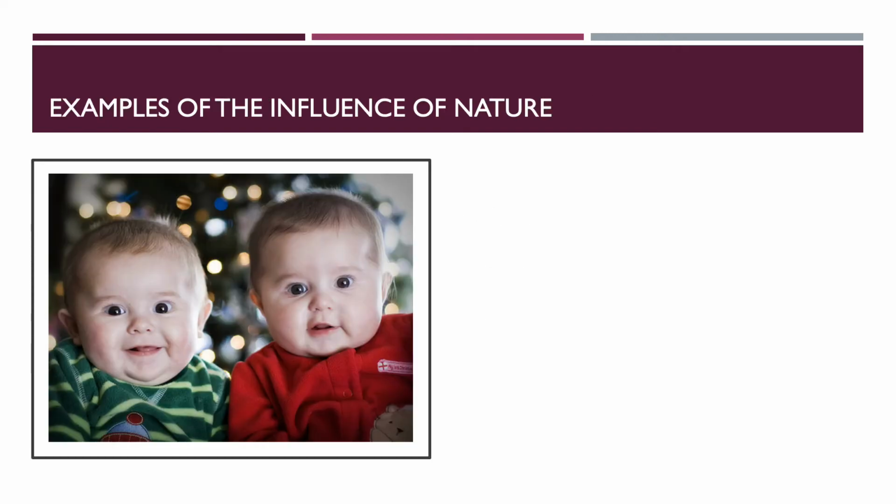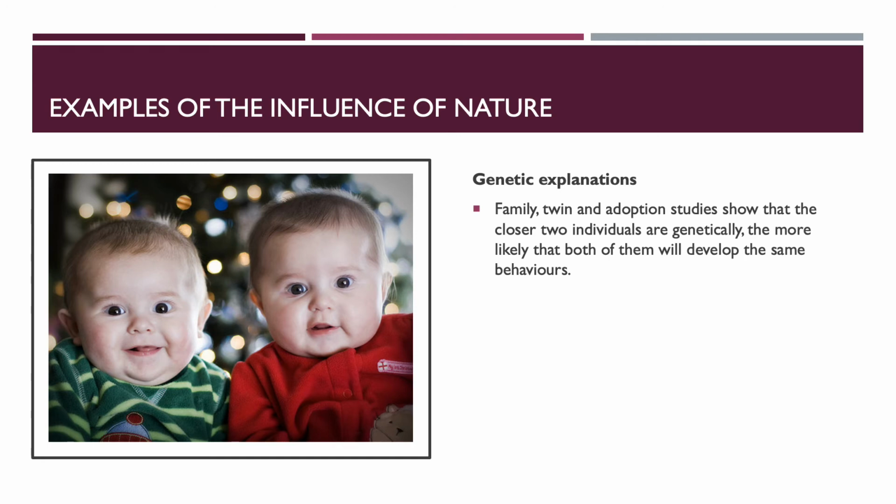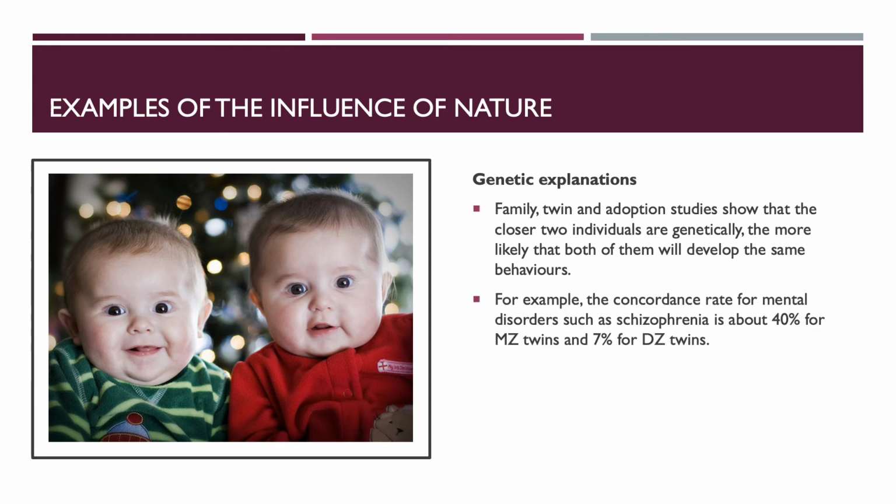So examples of influence of nature, we have the genetic and the evolutionary explanation. So firstly, the genetic explanation, you already know, we're going to talk about twins, family studies and adoption studies. They all show that the closer two individuals are genetically, the more likely that both of them will develop the same behaviours. And of course, you all know, this is talking about concordance rates.